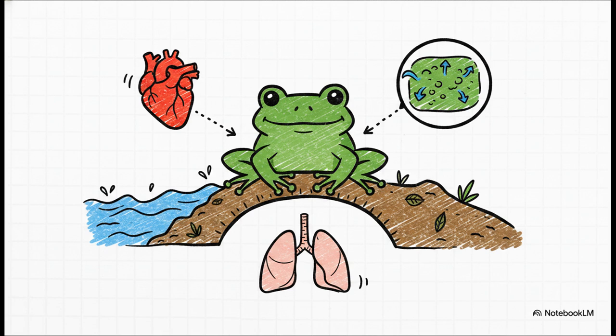creates a much more complex circulatory route. They are still poikilothermous, or cold-blooded, and their larvae breathe via gills while adults use lungs or their skin, but they are the absolute perfect anatomical stepping stone between water and land.